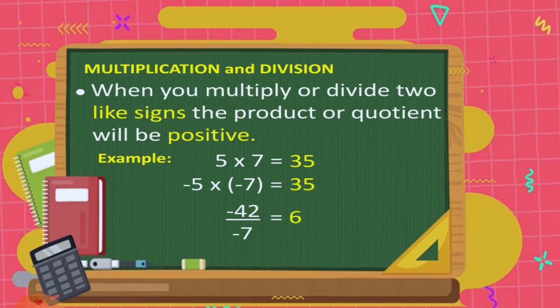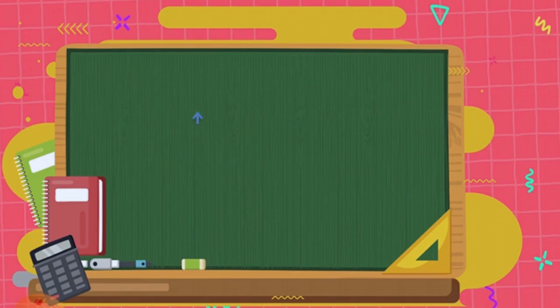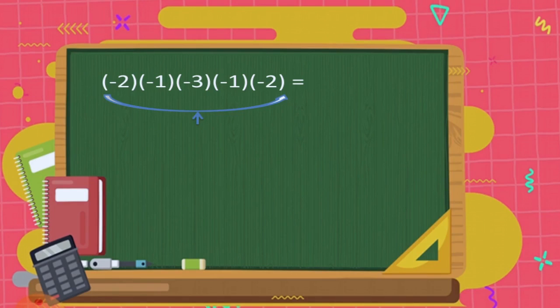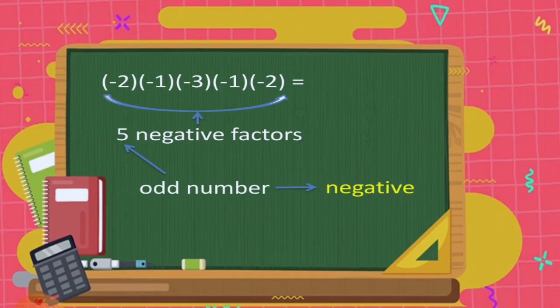Okay, how about not two like signs? Multiply negative 2, negative 1, negative 3, negative 1, and negative 2. What you will do is count first the negative factors. How many negative factors? There are 5 negative factors. If the number of negative factors is odd, the result is always negative. So when you multiply that, the result is negative 12.